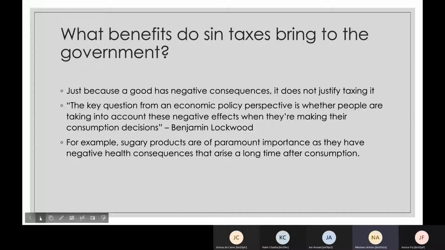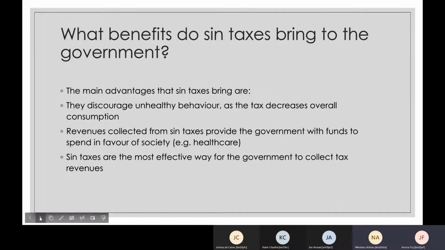Essentially, sin taxes bring three main advantages. Firstly, as their main purpose, they discourage unhealthy behavior. It has been proven that sin taxes on sugary substances greatly discourage their consumption. Thus, a decline in their consumption also leads to a reduction in health issues associated with them.